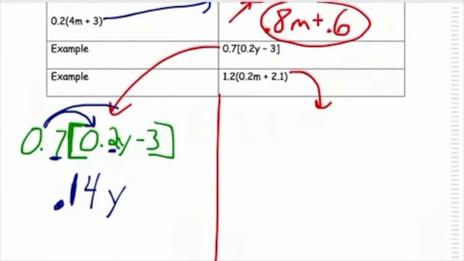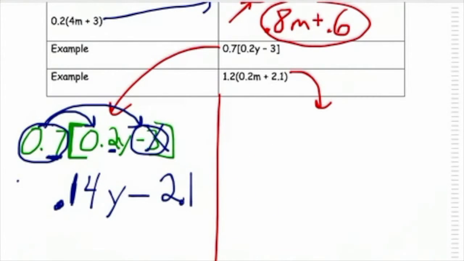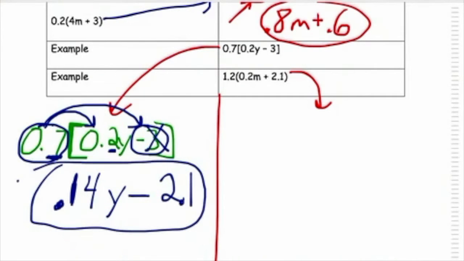Now I'm going to do 0.7 times negative 3. Yes, negative 3. Once again, 0.7 times negative 3. A positive times a negative is a negative, so it's going to be a minus. And then 7 times 3 is 21. From here, the 3 doesn't have a decimal, but the 0.7, I'm moving the decimal out 1 space again. So I'm moving it back only 1 space. And my answer is going to be 0.14y minus 2.1. And I cannot combine unlike terms, so I'm done.